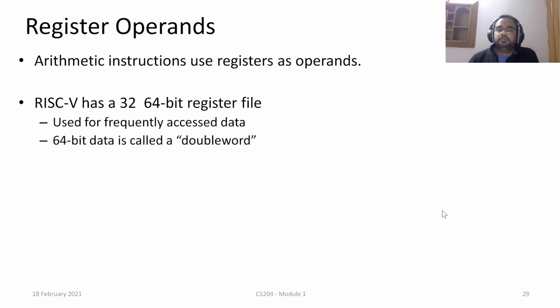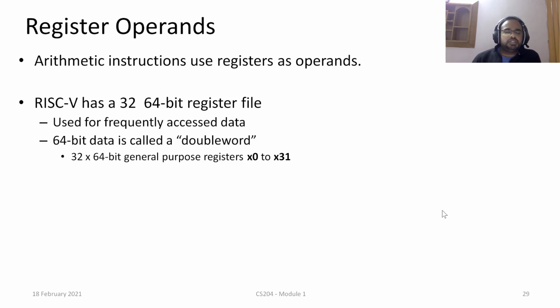And in case of 64-bit, it would be called a double word. That also means that 32-bit is the word size in RISC-V. So a 64-bit register would contain two words, or a double word, right? And in RISC-V, these 32 registers are represented as x0 to x31. We are going to use these register names to perform all the operations. We are going to look at the examples as we go.